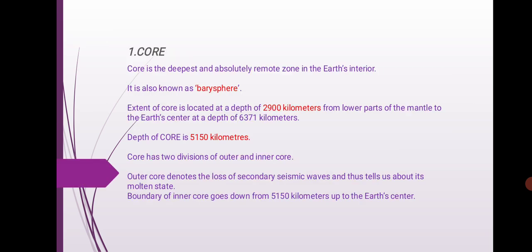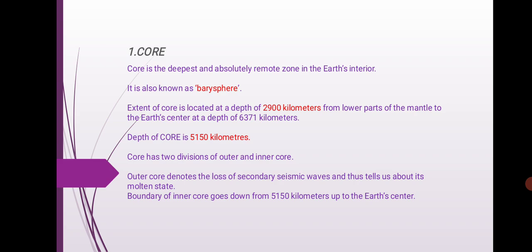Next we see the core. The core is the deepest and most remote zone in the earth's interior. It is known as the barysphere, and the core is located at a depth of 2,900 km from the lower part of the mantle to the earth's center at a depth of 6,371 kilometers. The thickness of the core is 5,150 kilometers. The core has an inner and an outer part. After the mantle, it is the utmost core part of the earth structure.